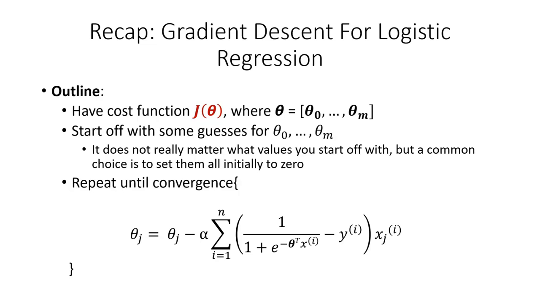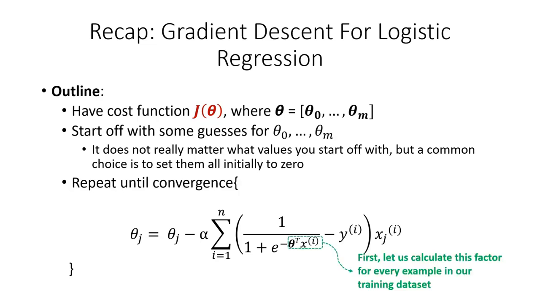A cost function is important, we need to have it. And then we have thetas. We start off with some guesses from 0 to m. It doesn't matter if you put 0 initially, and repeat until we converge. So this is the final product which we need to concentrate on, right?